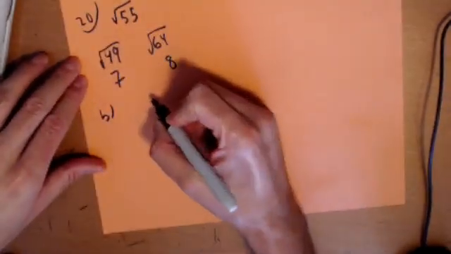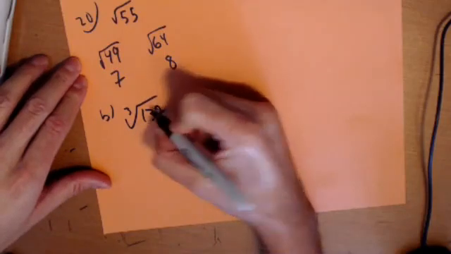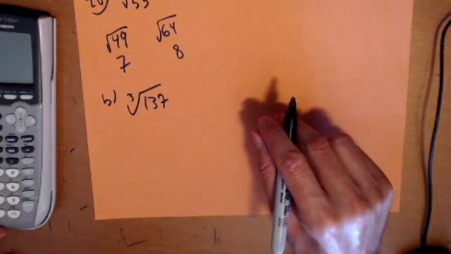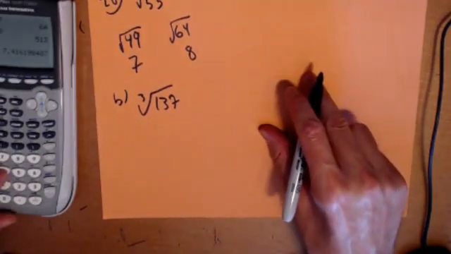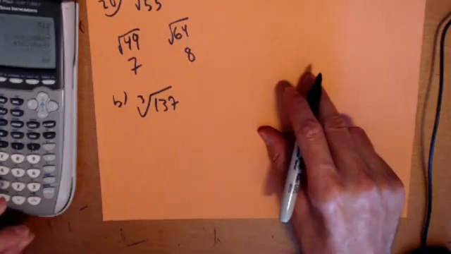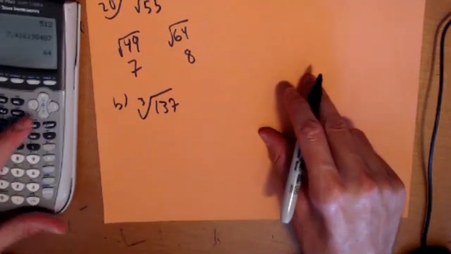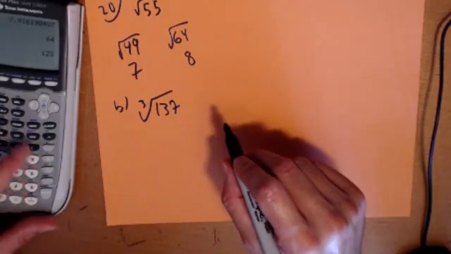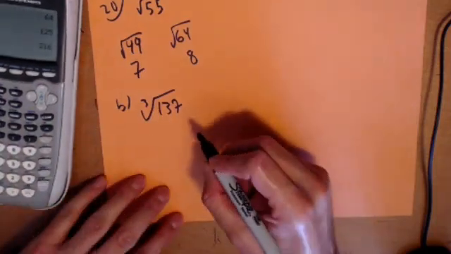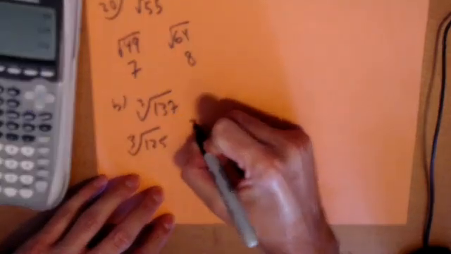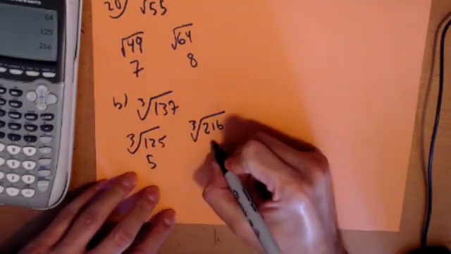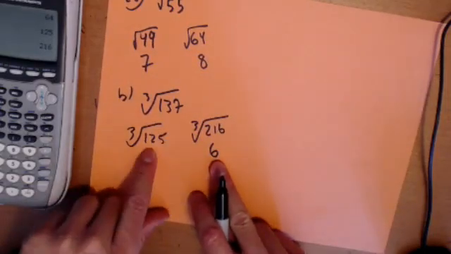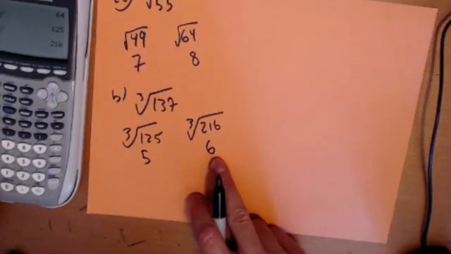Part B. Cube root of 137. Okay, I don't know my cube roots very well. So, let's see. What's 3 cubed? 4 cubed. You gotta turn your calculator on. 4 cubed is 64. 5 cubed is 125. Okay. And so 6 cubed is 216. So the cube root of 125, that's 5. The cube root of 216, this is 6. So the cube root of 137 is between 5 and 6. It's a little bit closer to the 5 than the 6.